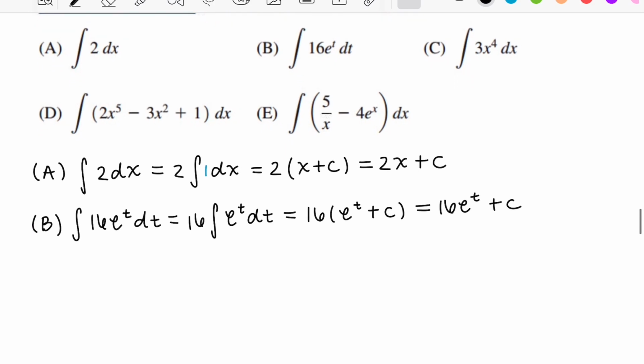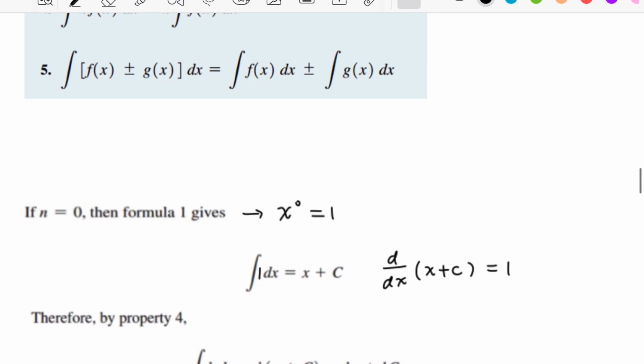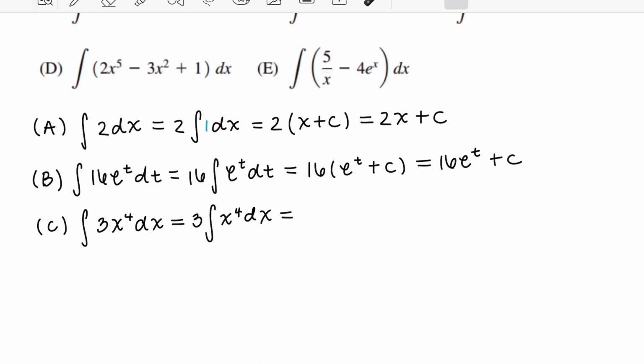All right, let's do part c now. Looking at the integral of 3 times x to the 4th, and we're taking the integral with respect to x. Right? So again, we can pull this 3 out, and then take the integral of this function. Now what we'll use here is the first formula that we saw. So we're taking the integral of x to the power n with respect to x, we're going to end up with x to the power n plus 1 over n plus 1 plus c. And so in this case, our n is 4.